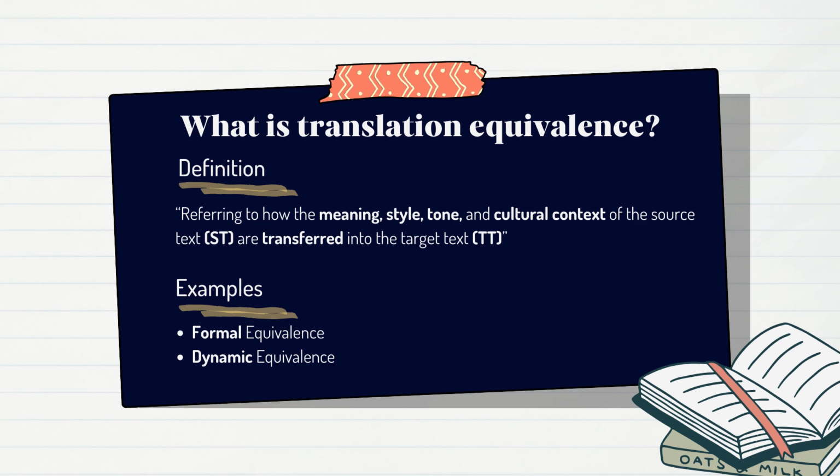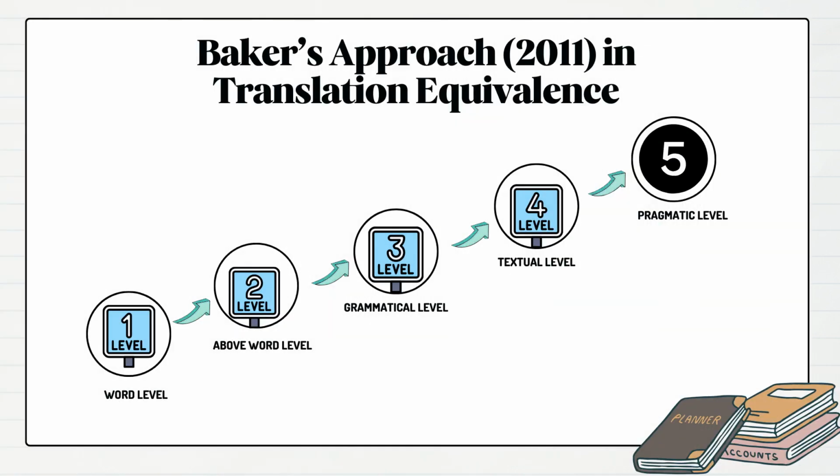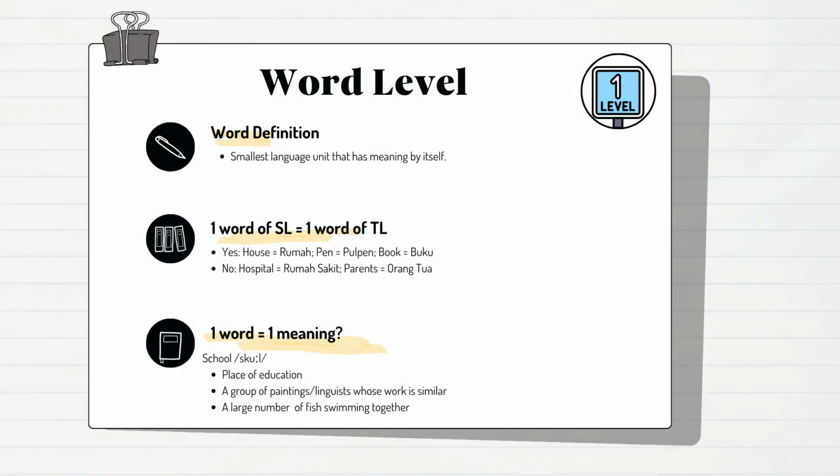Last week, we talked about formal and dynamic equivalence. The former refers to retaining the structure of the source text, while the latter focuses more on conveying meaning that best suits the audience. Unlike other theories that tend to dichotomize, Baker's categorizes translation equivalence into 6 levels. In this video, we will only talk about 5 levels: word level, above word level, grammatical level, textual level, and pragmatic level. Talking about word level, let's define what a word means.